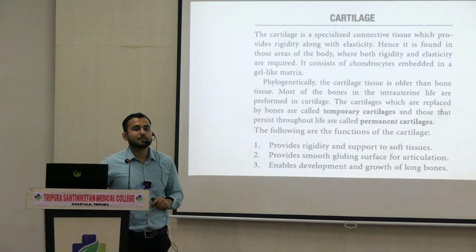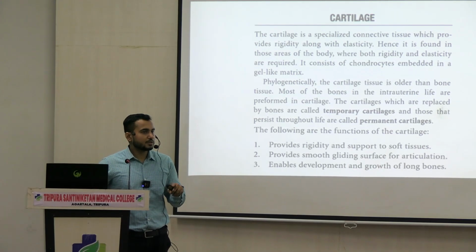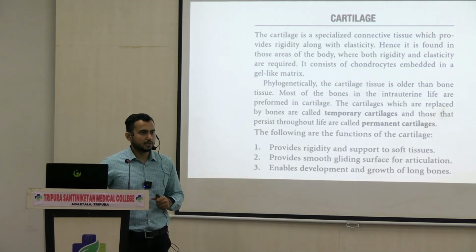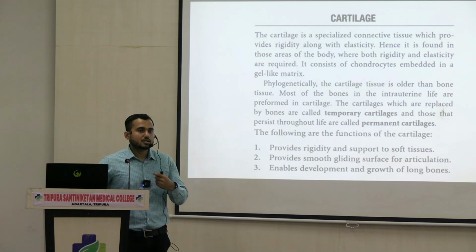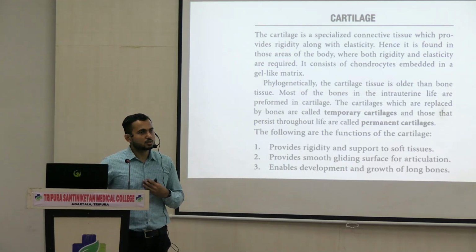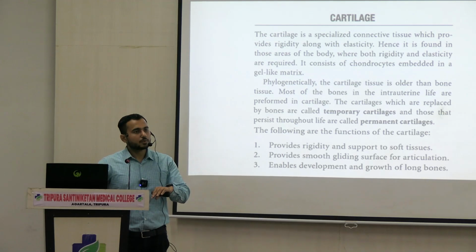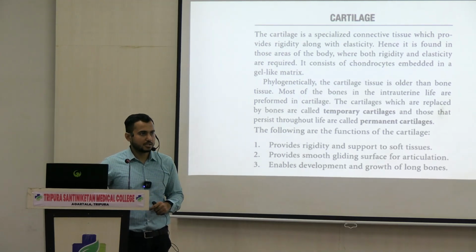Those are called temporary cartilage. But there are some cartilages which are permanent in nature. For example, thyroid cartilage, permanent. Next, the costal cartilages, most of them are permanent. So like this, some temporary cartilages are there and some permanent cartilages are there.